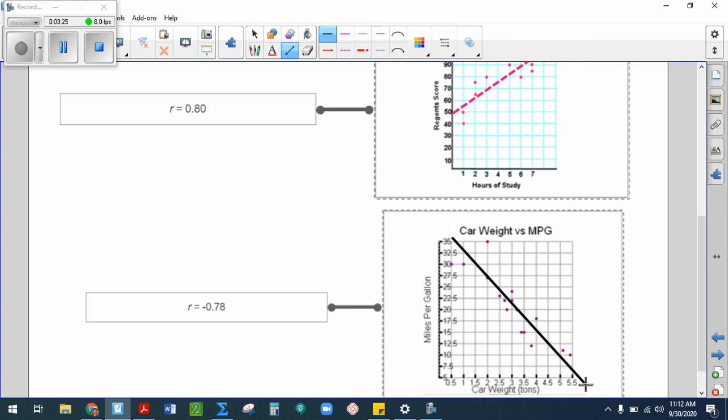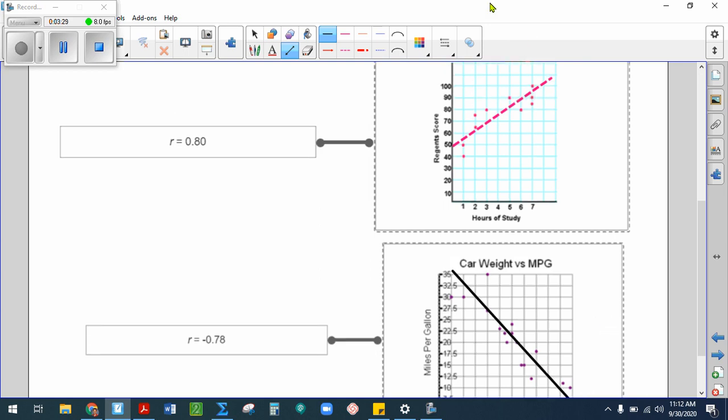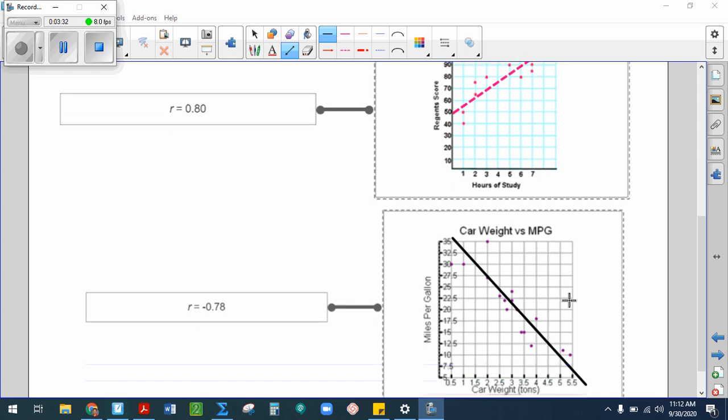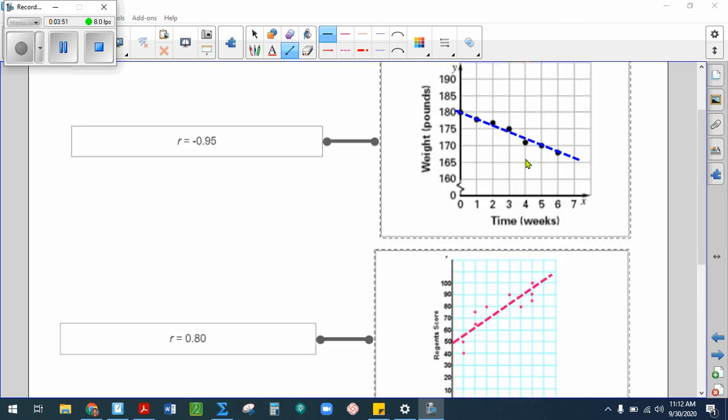If I drew a line of best fit for the purple, it looks even more spread out than the pink. So the purple is going to have a value that's even further away from 1. So that's negative 0.78. So even though it's still a pretty strong predictor, a strong correlation, it's weaker than the other two because the purple dots are a little bit further away on average than the pink dots and more than these black dots on this blue line.